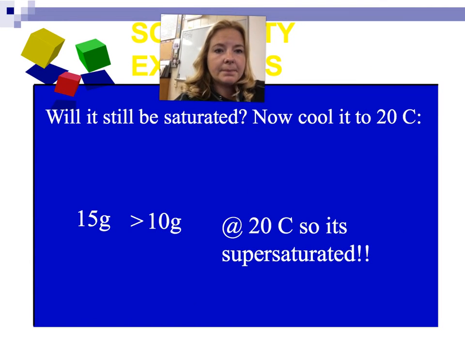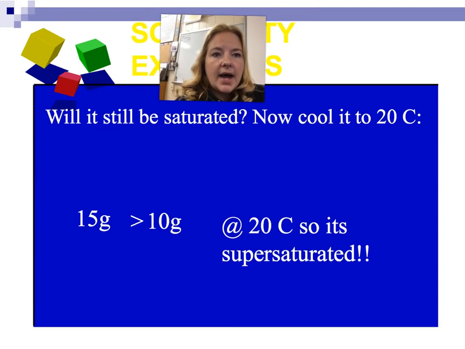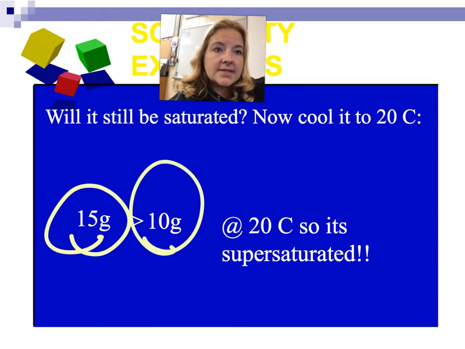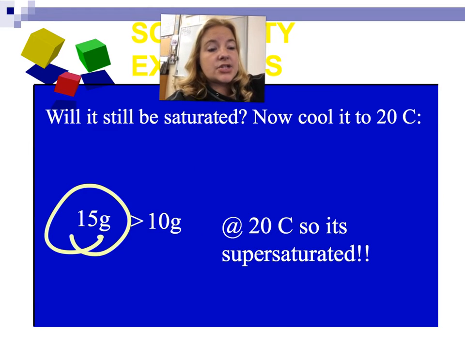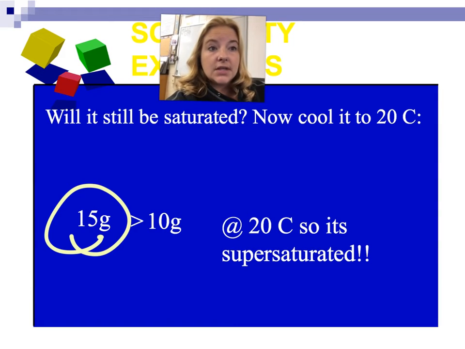So now we compare. At the other temperature, I put 15 grams in. But if I cool it off, I can only fit 10 grams. So will I still be saturated? Yes, I'm actually going to be supersaturated, because that solution is holding 15 grams, which is more than the 10 grams that it can hold at that temperature.